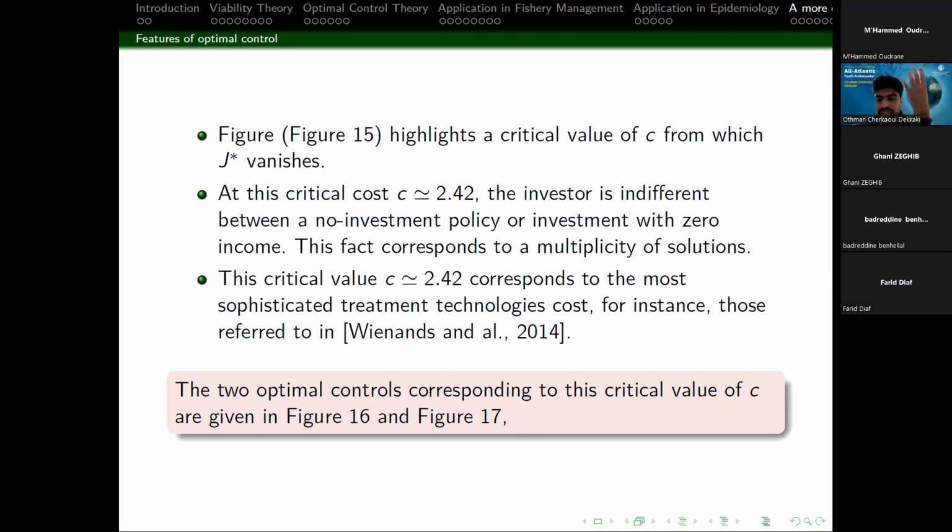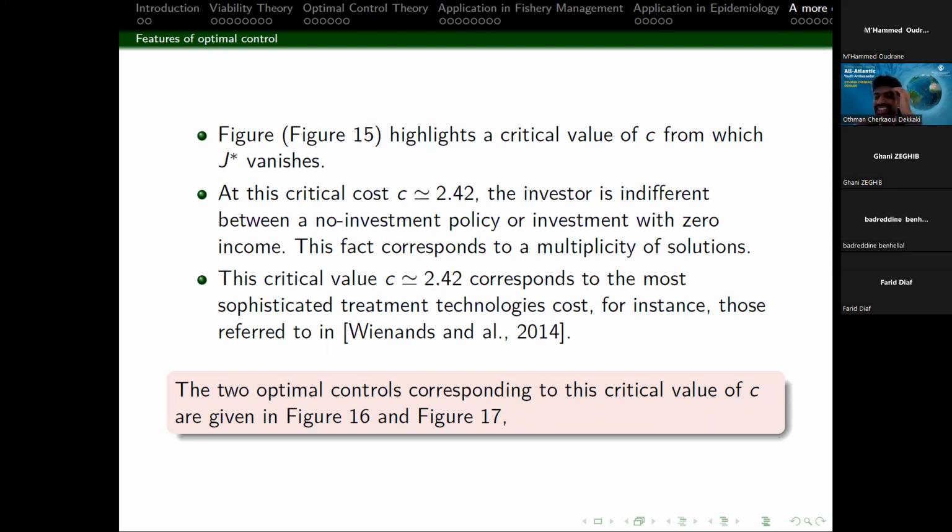So figure 15 highlights a critical value of C for which G star vanishes. And at this critical level, which is 2.42, the investor is indifferent. He's really indifferent. You put an investor and you tell him you are indifferent between doing two things: a no investment policy, meaning you just do nothing.